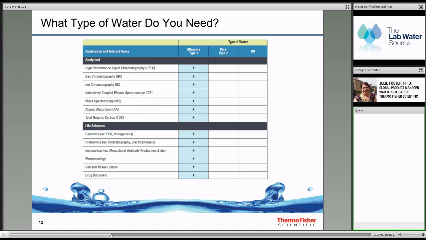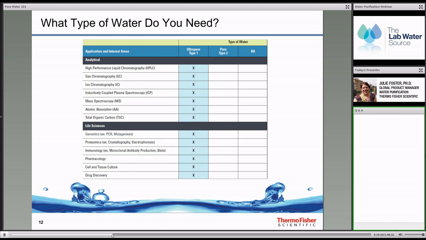So what kind of water do you need in your lab? This is a table that we extracted from the water book, and you'll have that link at the end of the presentation. It's just a general list of applications and then the type of water that you would need for it. And just a couple of general things to keep in mind.